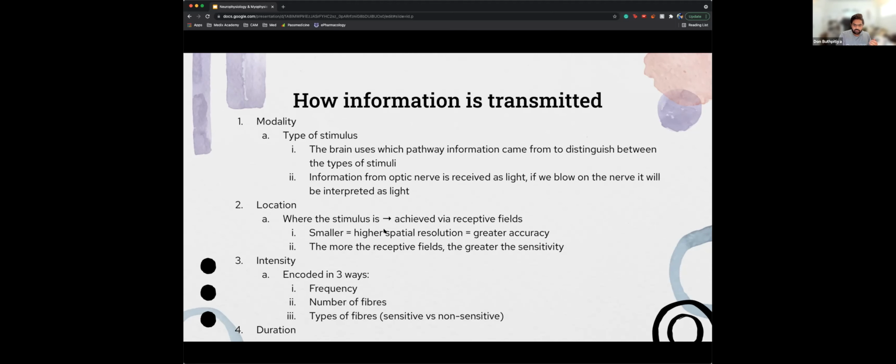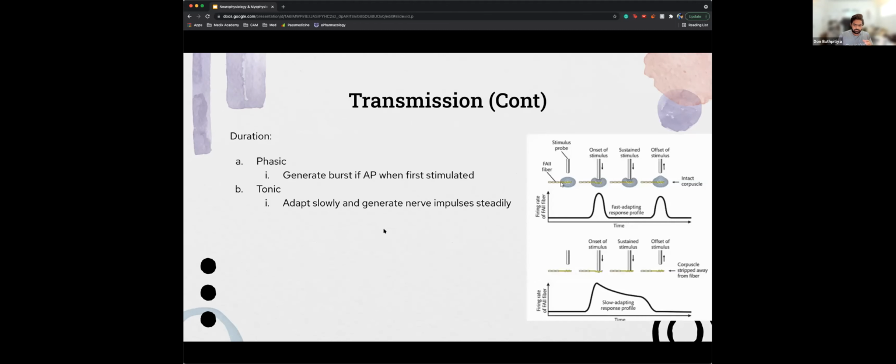Now, moving on to duration, there are 2 types of duration. There's phasic, where you generate a burst when the action potential is first stimulated, whereas tonic is where you generate the impulses very steadily, so it's like going off and off and off. But yeah, any questions so far on that stuff, guys?